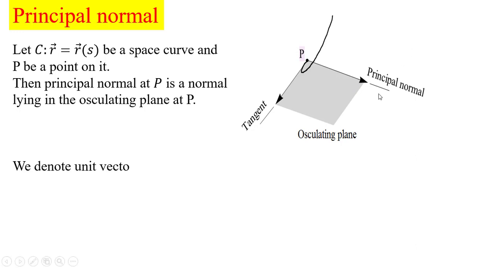We denote the unit vector along this normal line by vector n. We already know that the unit vector along the tangent is denoted by vector t. Similarly, the unit vector of the principal normal is denoted by vector n.